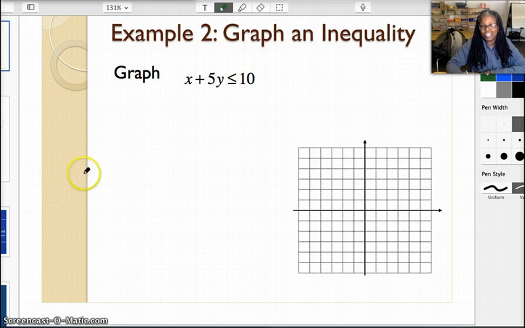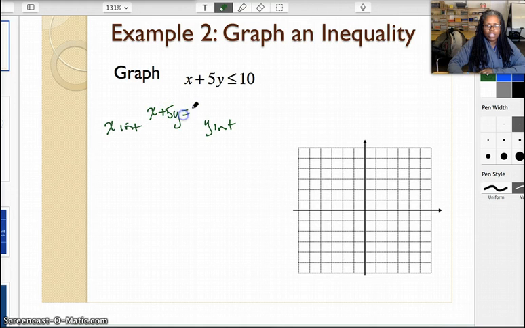So I'm going to actually do this a little bit differently. I'm not going to solve for y and do the whole slope thing. I'm going to actually use our x and y intercepts. So the x-intercept and the y-intercept of the line, well, this isn't exactly a line. I should call it the related line. So the x and y-intercepts of x plus 5y equaling 10, because that's what we're thinking about. The x-intercept means I'm going to put a 0 in for y, and so I get x plus 5 times 0 is equal to 10.